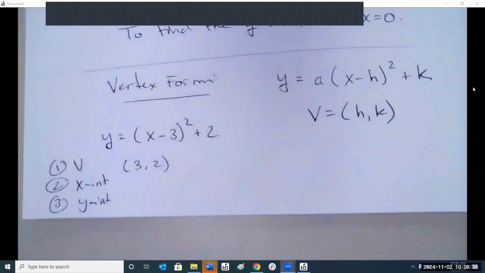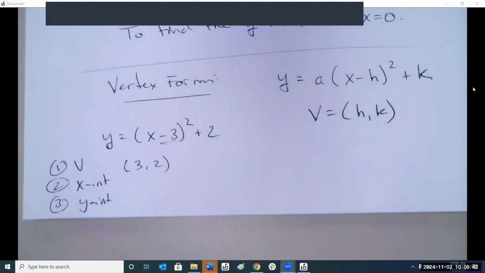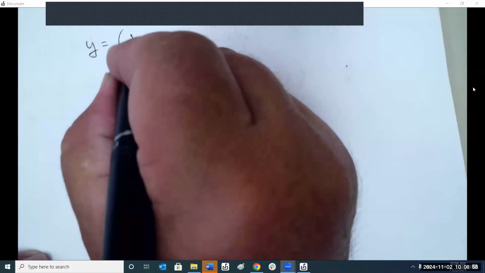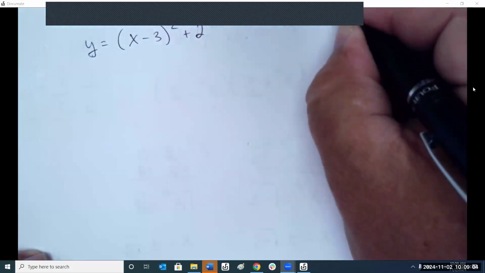Very good. It's always the opposite, the inside of the parentheses, and it is what it is. The vertex is 3, 2. Very good. Y equals. So the vertex is at 3, 2.